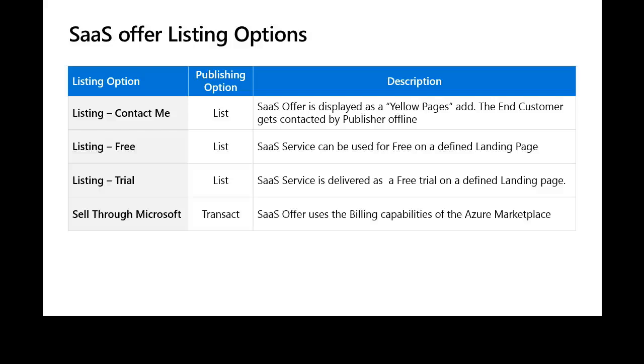Now the next two, the listing free and free trial, are very, very similar. I'll show you the main difference: the free trial will require Azure AD integration. So the form where you capture the customer information is automatically preloaded based on the Azure AD information from that customer. We'll go into more detail on that. It seems a little bit confusing, but it's actually pretty straightforward. And the last one is the sell through Microsoft. This is the transact, where you will integrate with the billing API.